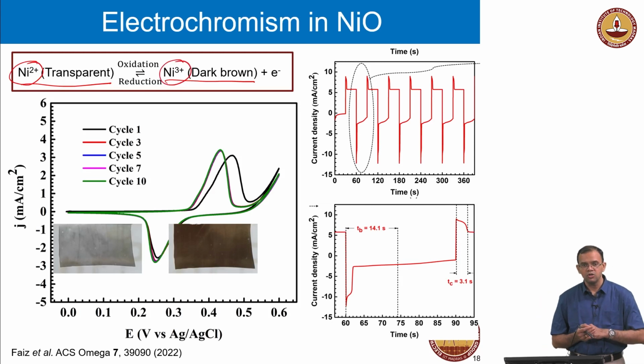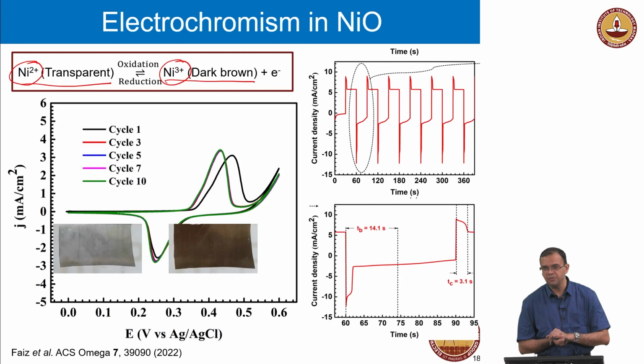So in a way this is complementary to tungsten oxide, where there you go from transparent to colored by going from +6 to +5. So you are going down. Here you are essentially going up.